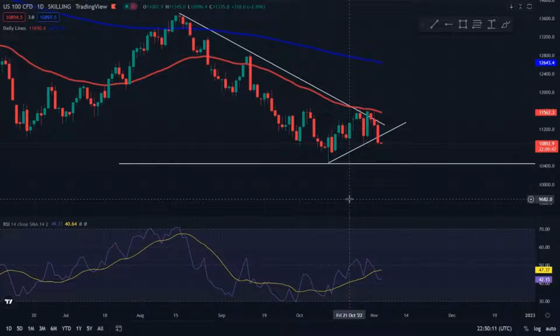Today we're looking at the Nasdaq 100 futures chart, currently trading at 10,892.